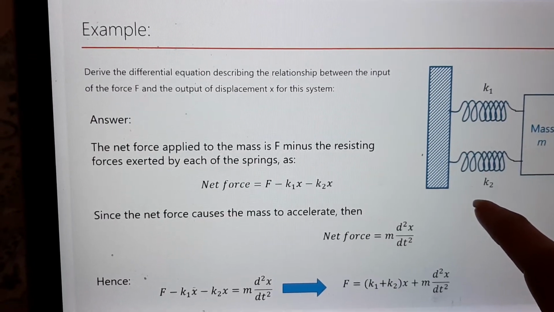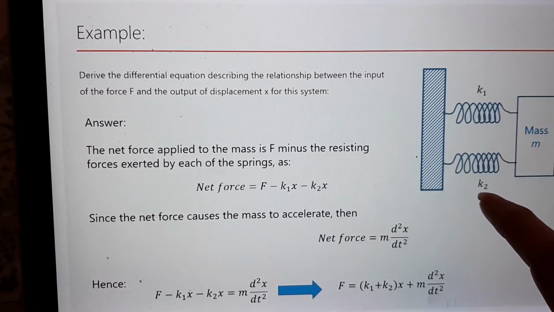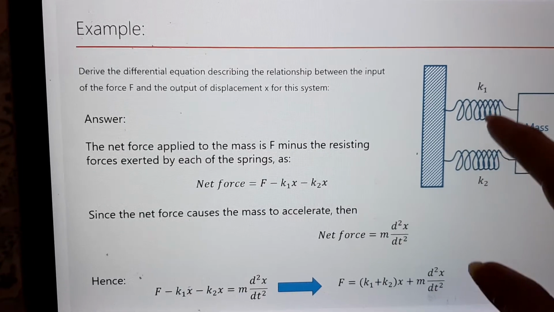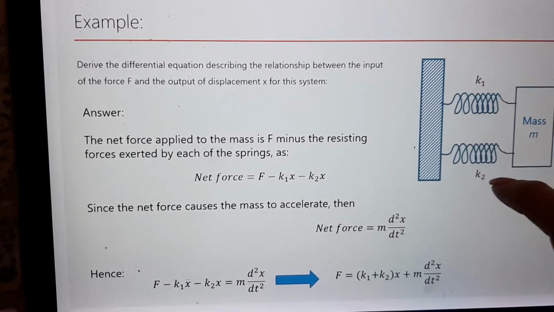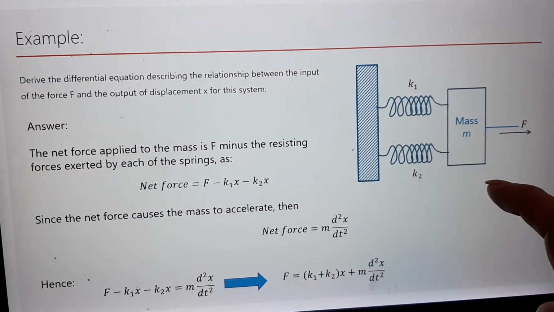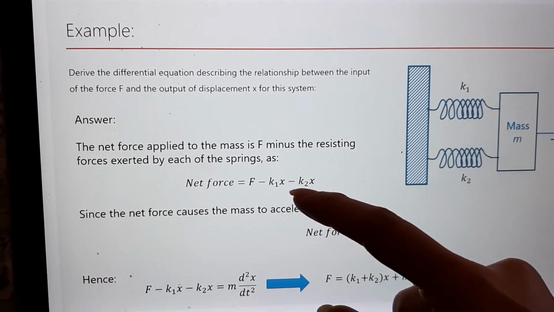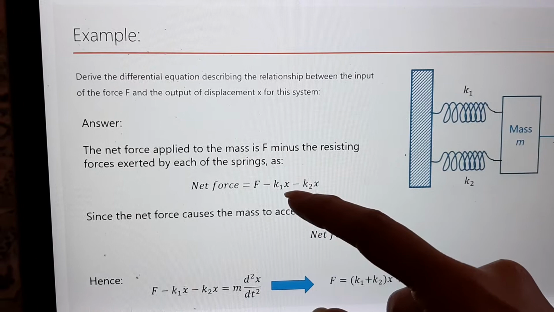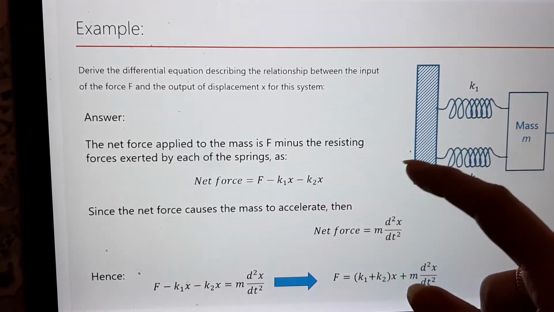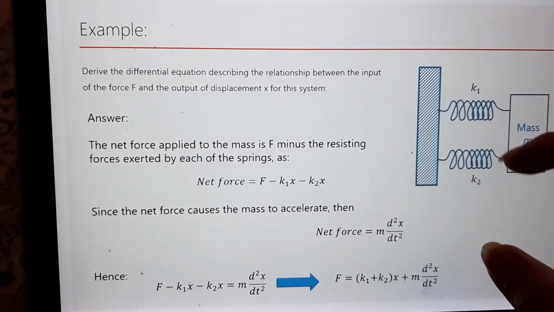And we know that the forces caused by these springs are negative because they are trying to make it difficult or stop that movement. So they will have that negative sign in front of them. And we have X there because of the definitions that come from the displacement caused by springs.